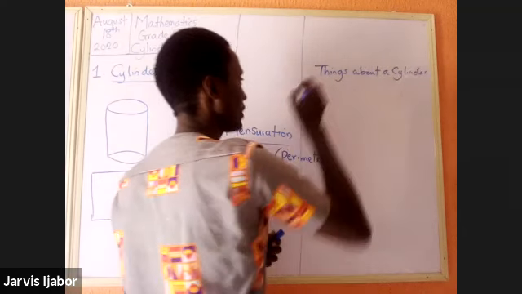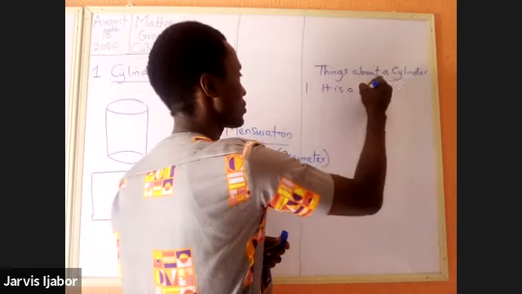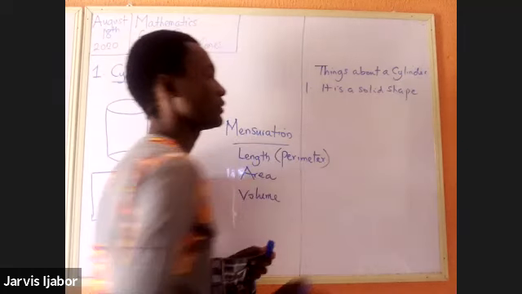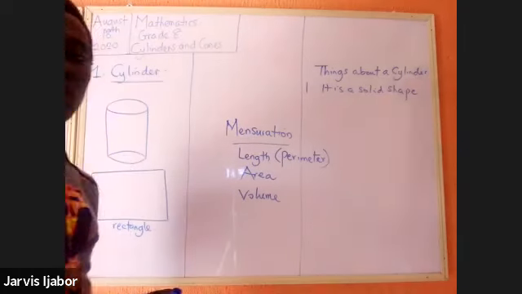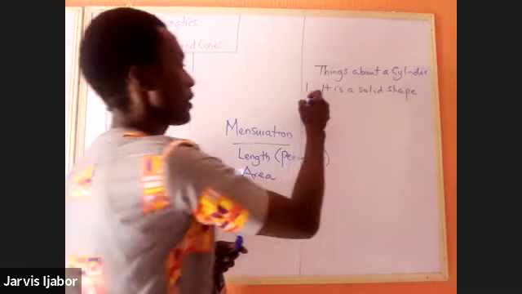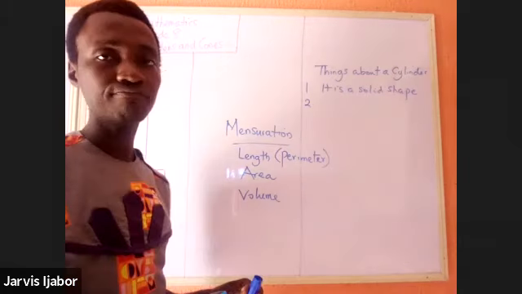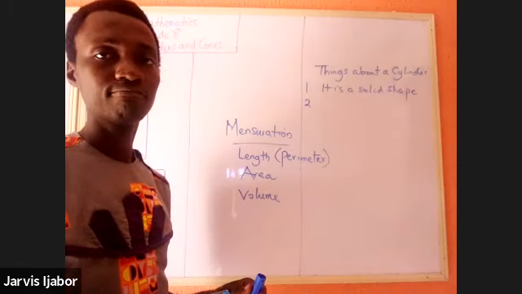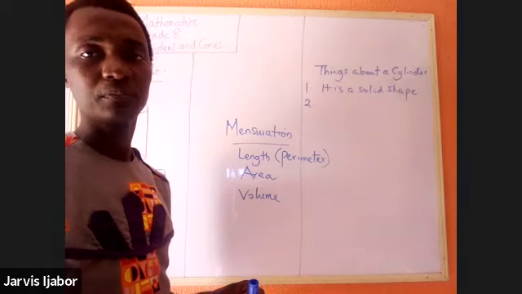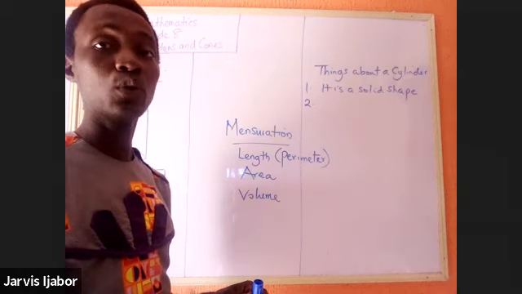Number one, it is a solid shape. That's number one. It is what? A solid shape. That's number one. Number two, it is formed from a rectangle. It is formed from a rectangle if open.